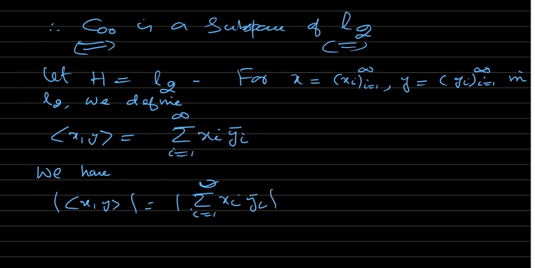Okay, and this one is less or equal to summation i runs from 1 to infinity mod of x_i y_i closure. Now you can apply, I think that's Holder's inequality, you can apply here or something else. Okay, so you have to apply the inequality here. This is equal to summation i runs from 1 to infinity mod of x_i and mod of y_i.